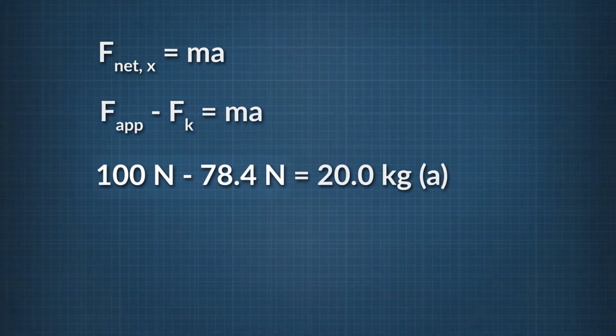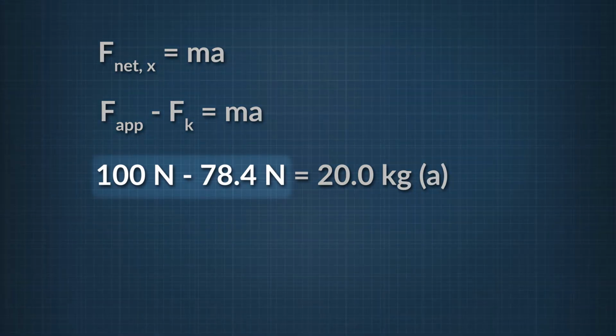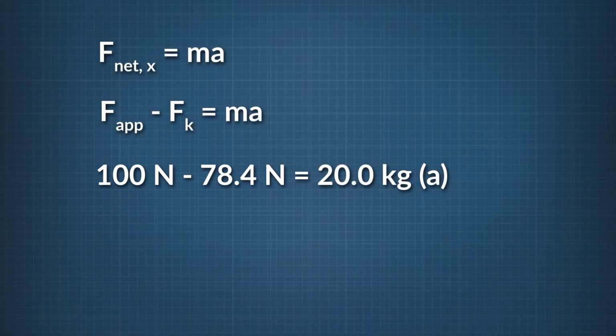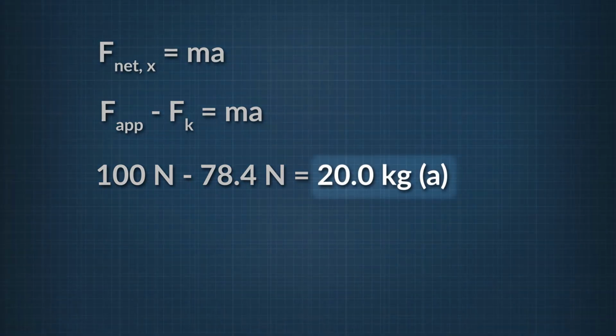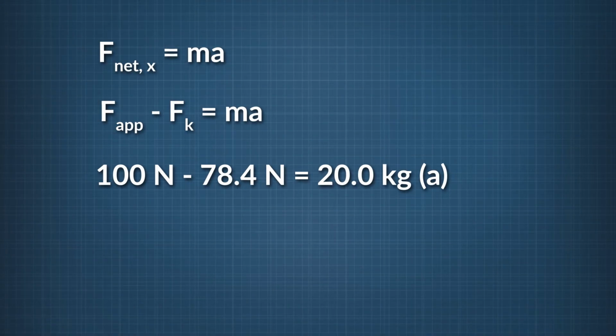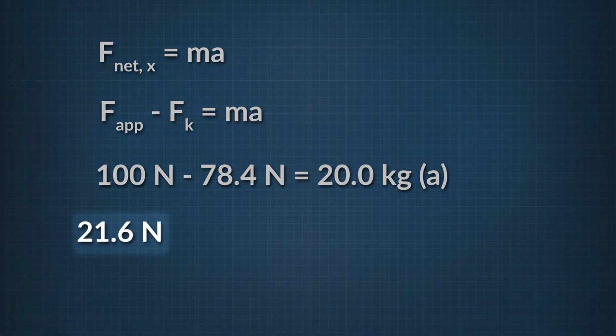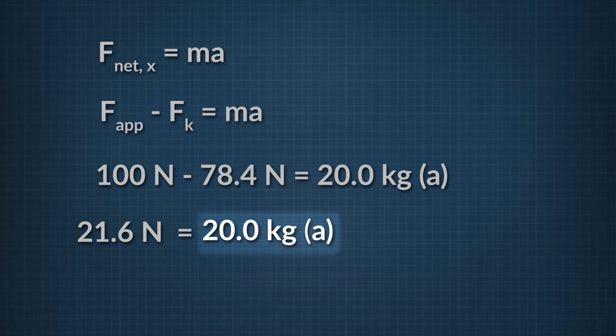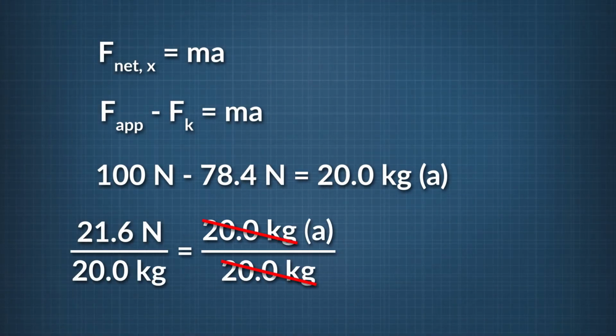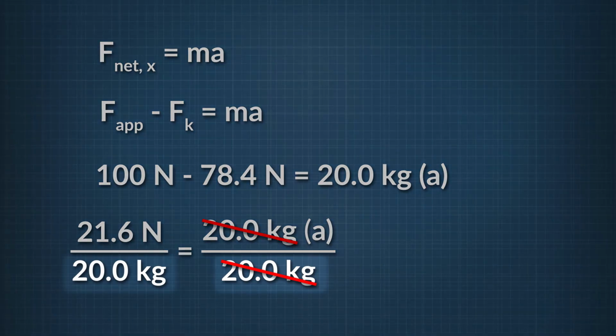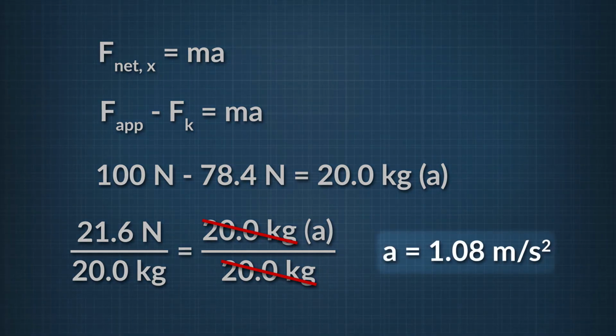The applied force is 100.0 newtons minus the force of friction, which is 78.4 newtons, which equals 20.0 kilograms times the acceleration. Subtract 78.4 from 100. You get 21.6 newtons, and that is equal to 20.0 kilograms times acceleration. Solving for acceleration, divide both sides by 20.0, and acceleration is 1.08 meters per second squared.